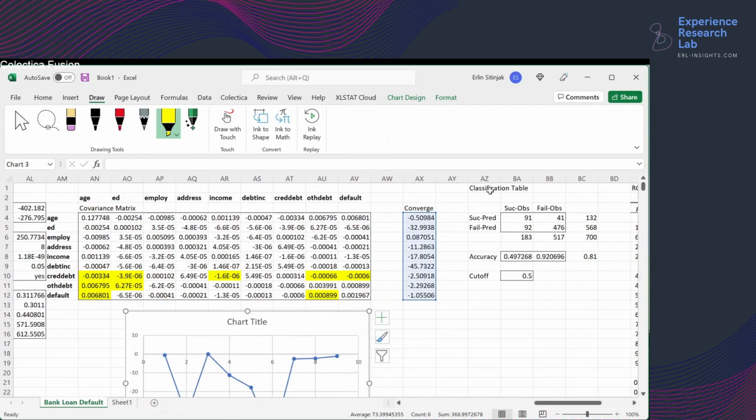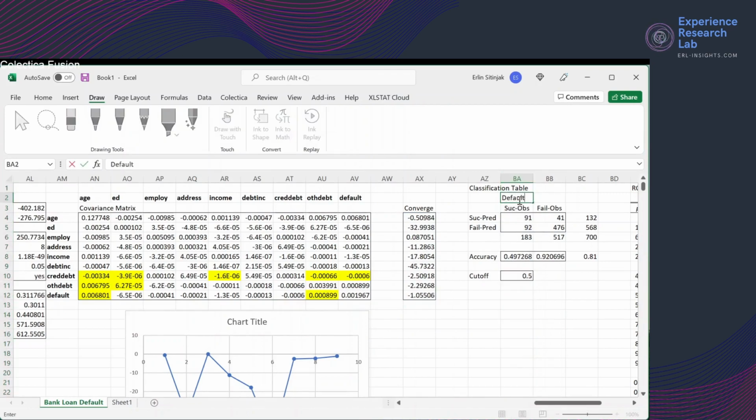The next table is the classification table. It has 4 columns and 3 rows, where the second column presents the number of observations classified as defaulters. So I just type defaulters here. With a cutoff value of 0.5, there are 183 defaulters. However, the model correctly predicts only less than half of this group.